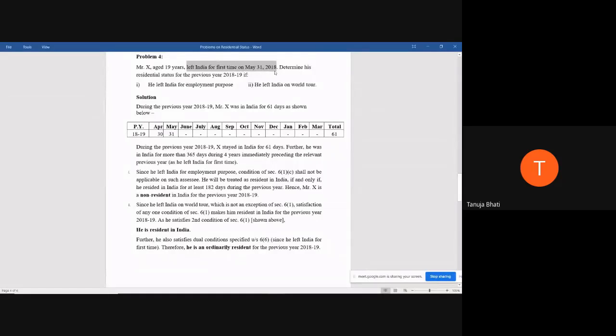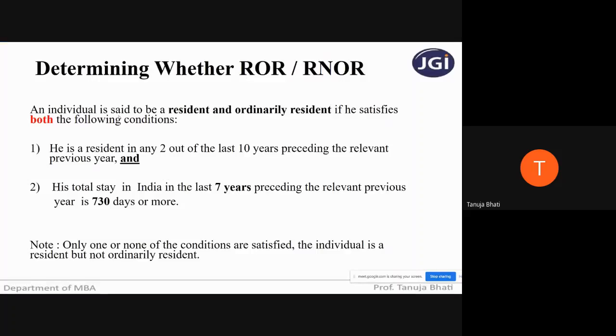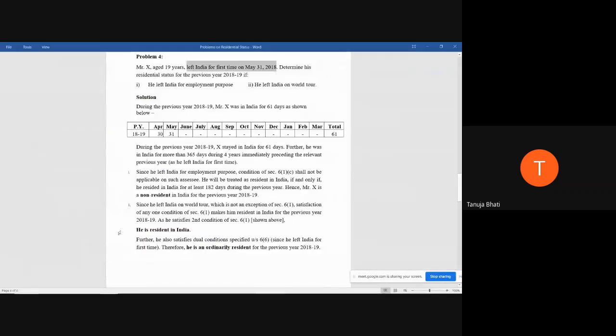Because he's leaving India for the first time on May 31st, 2018, obviously before that, how many years are there? Maybe it is 10 years or maybe 7 years. He's always stayed in India. So obviously he's a resident in any 2 years out of 10 years, and his stay in India in the last 7 years is 730 days or more. No need to calculate, because he's always stayed in India and is only leaving India for the first time.